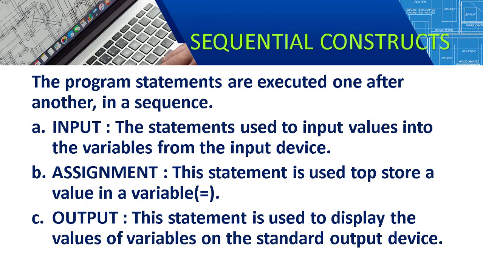Sequential construct: when the program statements are executed one after another in a sequence, we call it a sequential construct. So we have input, then assignment, then output. It is in a sequential way. The statement used to input values into the variables from the input device will be the first step. Then assignment, where we assign some values, then we do the manipulations, and finally we get the output, displaying the values of the variables on the standard output device. So stage wise, that is 1, 2, 3. We are doing it in an order, in a sequential way, so it is called a sequential construct.